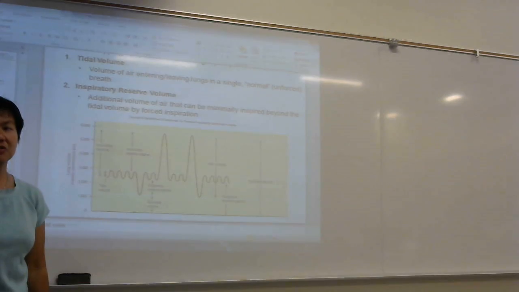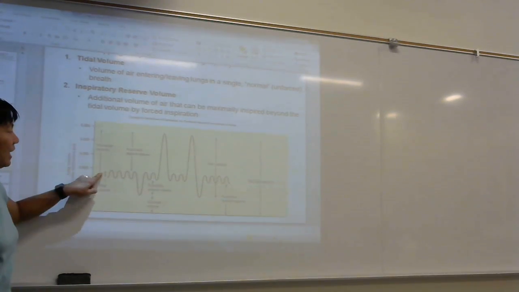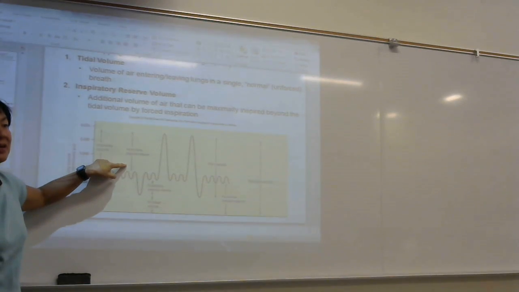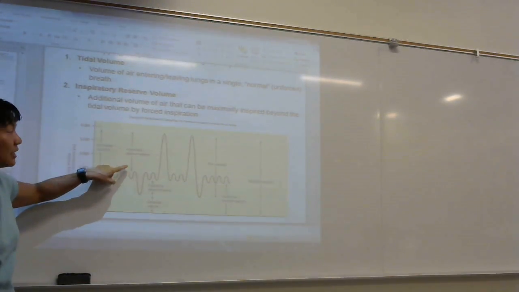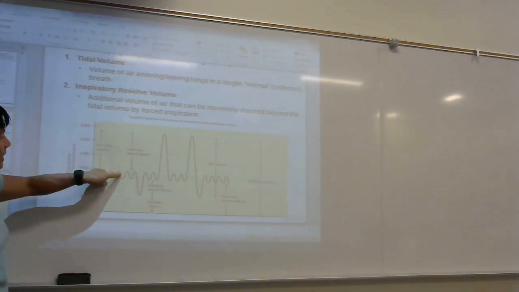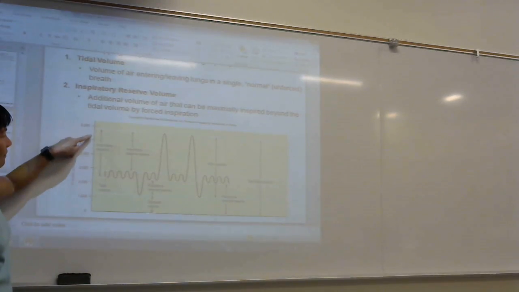So that's going to be normal breathing, okay? And you know that there's that reserve. You can inhale even deeper than your normal breath. So it's called inspiratory reserve volume. Makes sense? Okay? So if you combine these two, you will have inspiratory capacity.